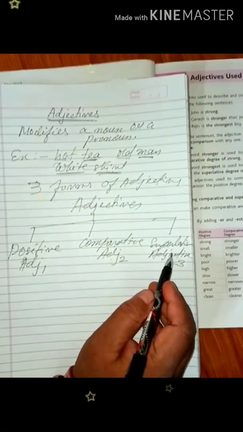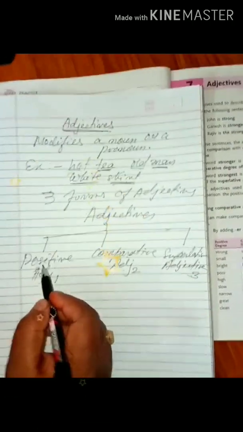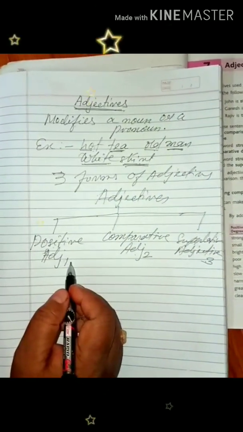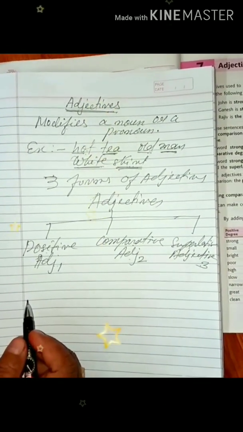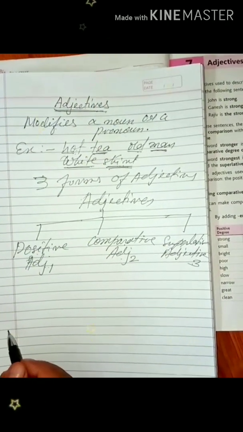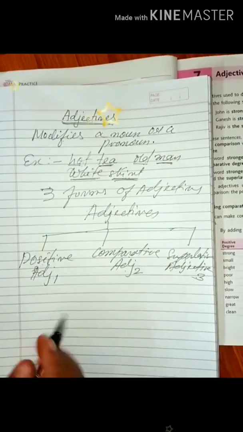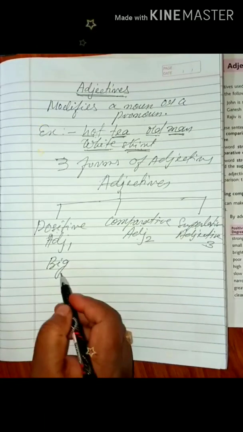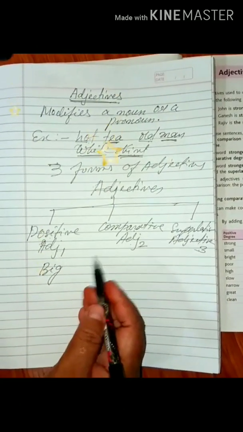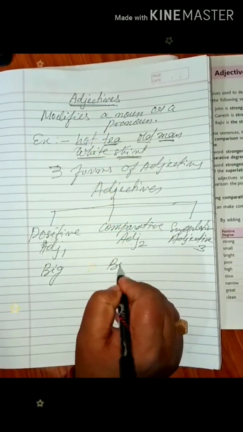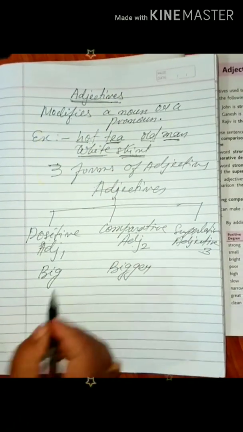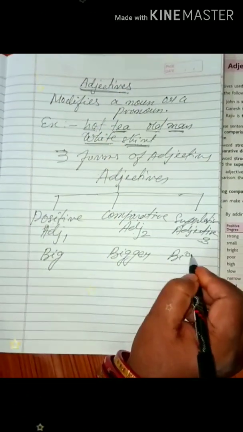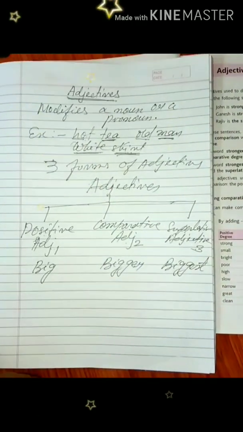So these 3 degrees of adjectives, positive, comparative, and superlative, express the intensity of the adjective in increasing order. How does it show this? For example, if I write the positive degree, big, how does it increase? It increases by the word bigger. Then again from bigger, how does it increase? It becomes biggest. My dear students, are you listening or not?